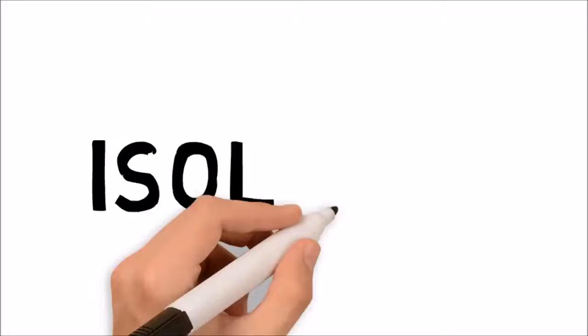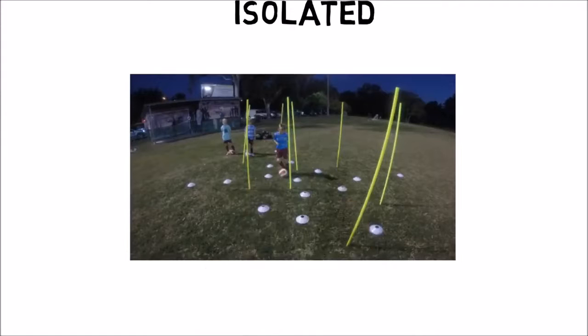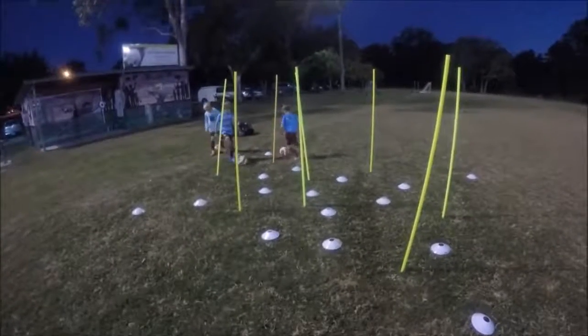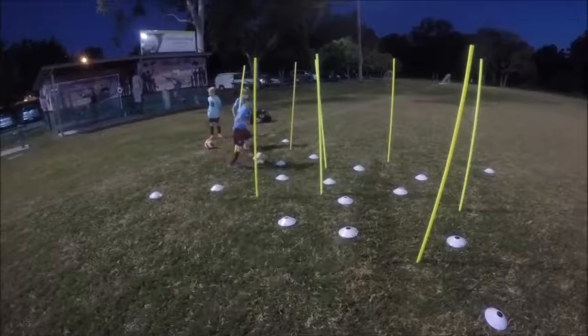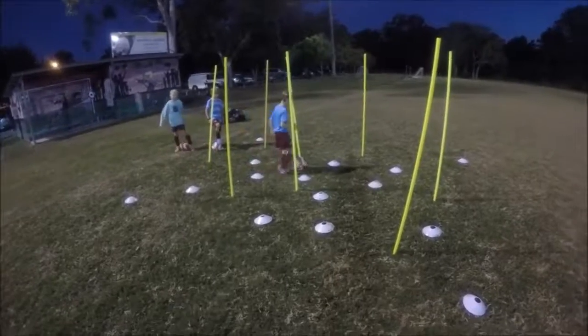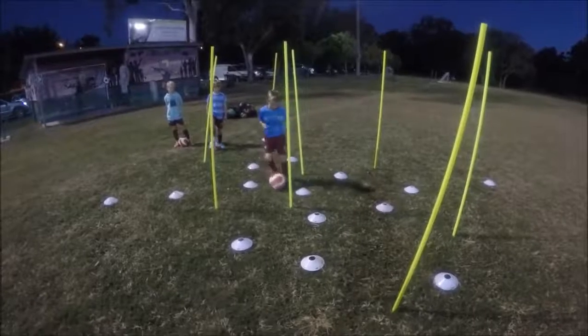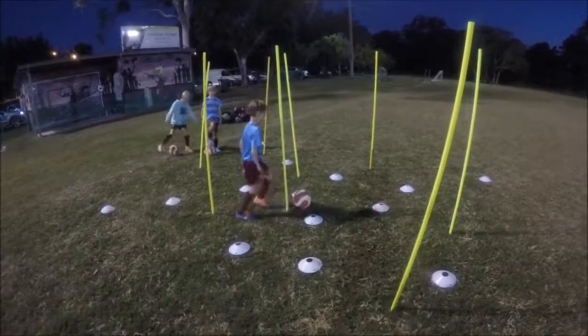Here is an example of an isolated ball mastery activity, using cones and poles as points of reference for movement. In this activity, players have been asked to dribble the ball around the poles without hitting the cones. The aim is to get around all poles as quickly as possible. Players have been given explicit instruction to keep the ball close by taking a touch every step and to only use the right foot.